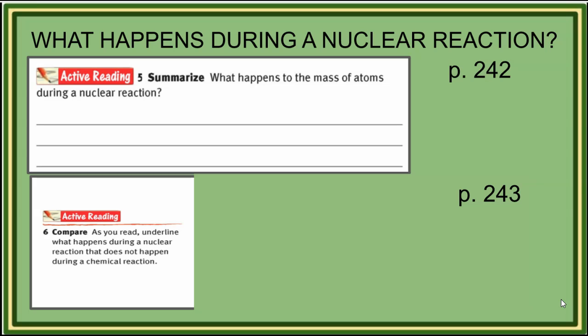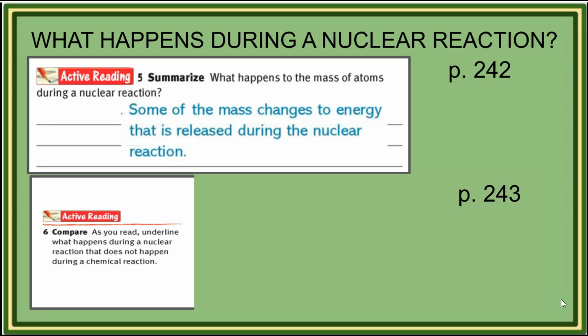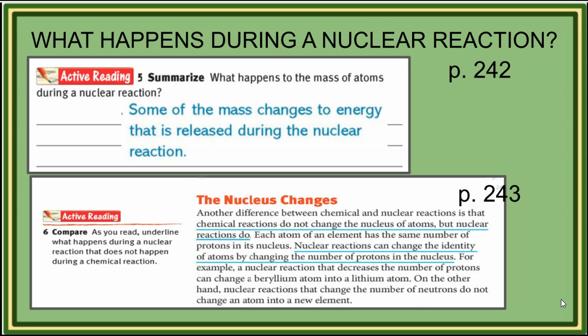Let's do number 5. What happens to the mass of atoms during a nuclear reaction? Some of the mass changes to energy that is released during the nuclear reaction. And on page 243, number 6, you had to underline what happens during a nuclear reaction that does not happen during a chemical reaction. Check your notebook and make sure that you underlined the right parts.